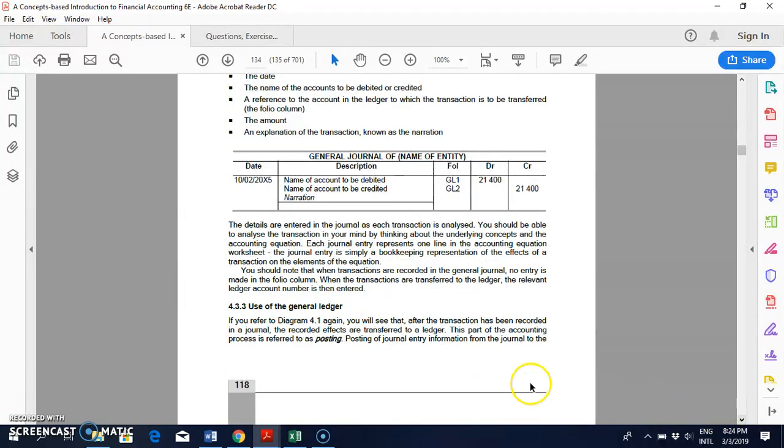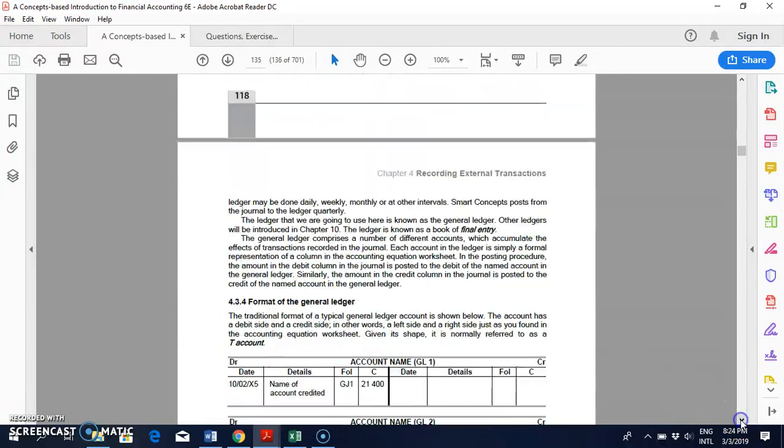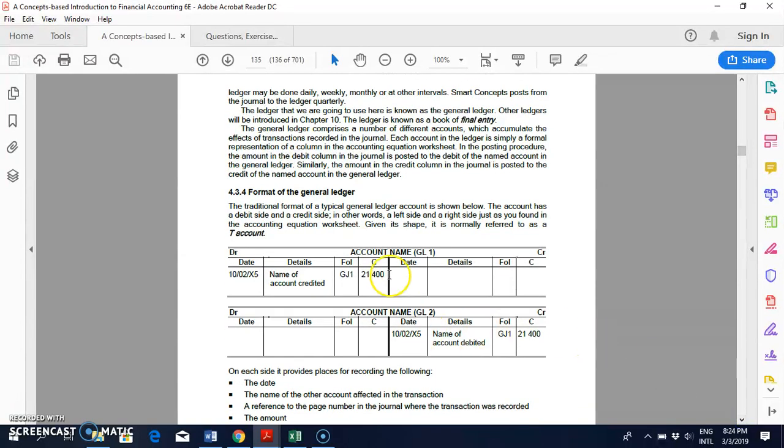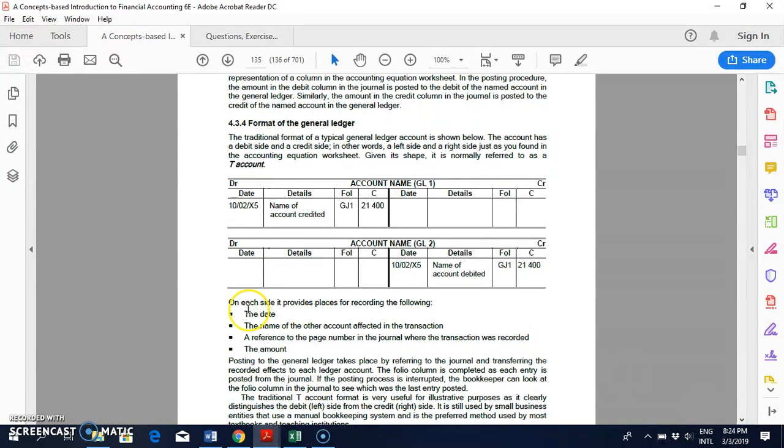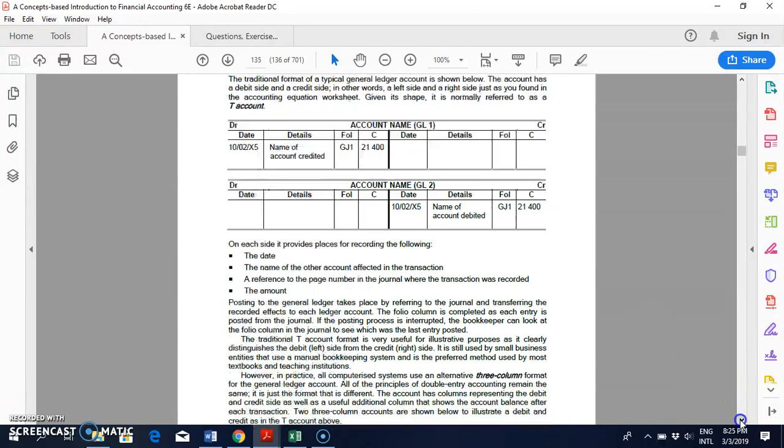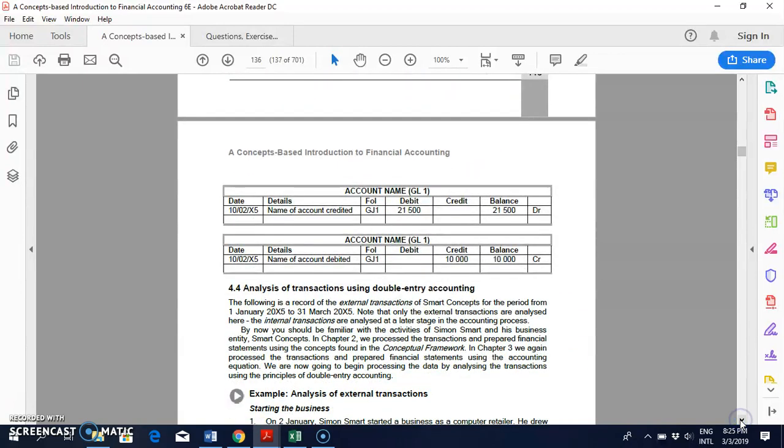Whereas with the general ledger, we post from the journals to the ledger, and the ledger account looks something like this. So the ledger account is a T account, which represents a right-hand side and a left-hand side, depending on the type of account it is. And we can see the detail that must go into the general ledger is the date, the name of the other account affected, a reference to the page number of the journal, and the amount. So it shows here, account number 1 is being debited with account number 2 at this amount. So when we look at examples, we'll be able to see how the effect goes.